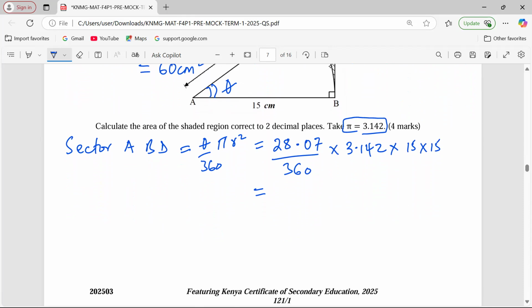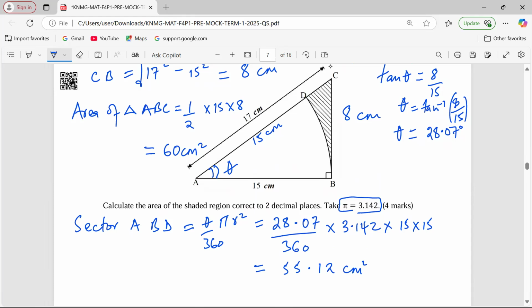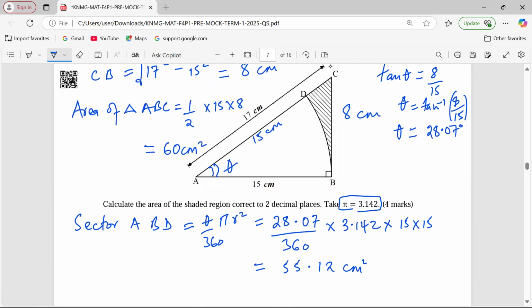28.07 over 360 multiplied by 3.142 multiplied by 15 multiplied by 15. This gives us 55.12 square centimeters. So with area of the whole triangle and also area of the unshaded part, then we can get the remaining area, which is the shaded part.